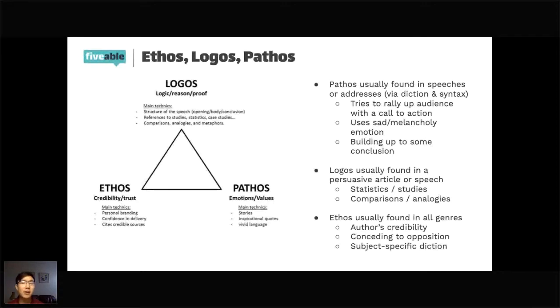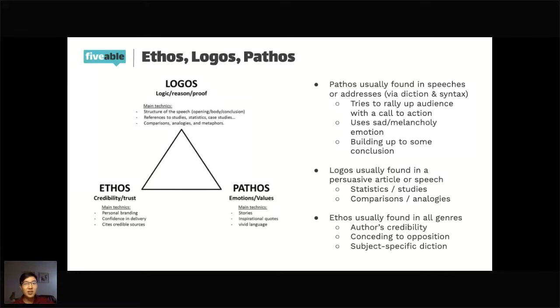It's also using some kind of sad or melancholy emotion to try and convince the audience that something is problematic and we need to solve it. There's also a really obvious example of pathos that exists in almost every single article you're going to read, and that's a build up to some kind of conclusion. So they'll use things like periodic sentences to basically try and create an impact at the end.